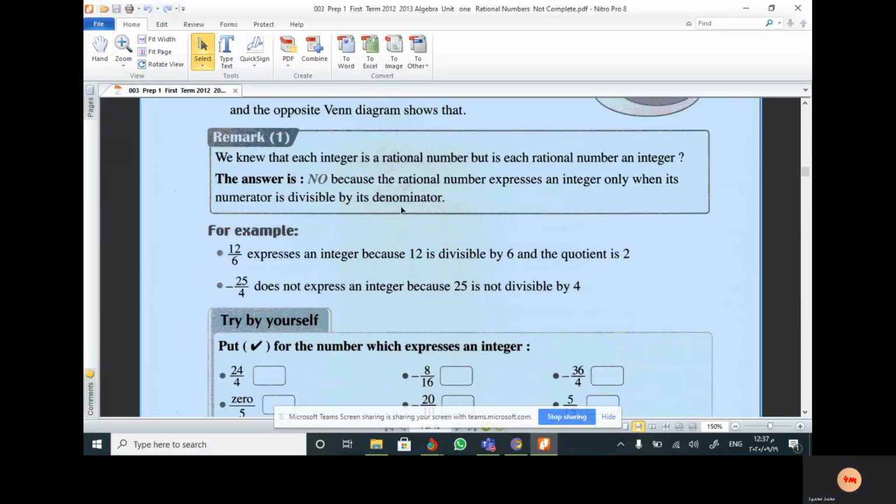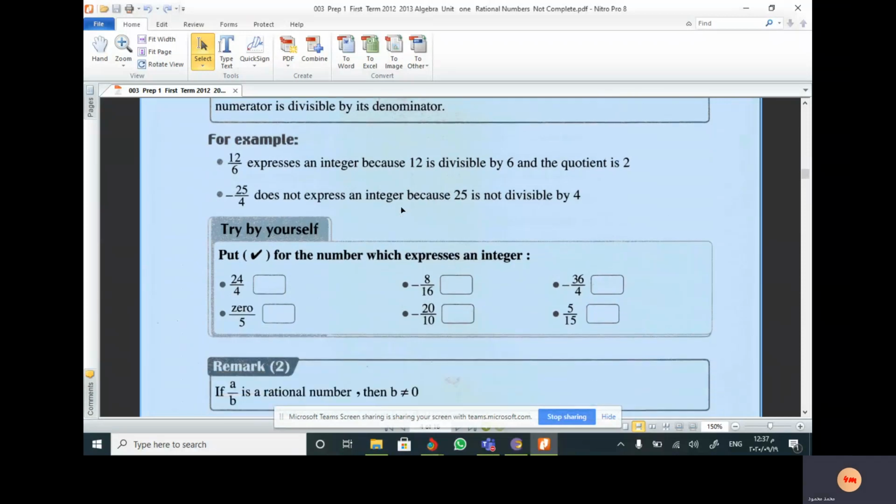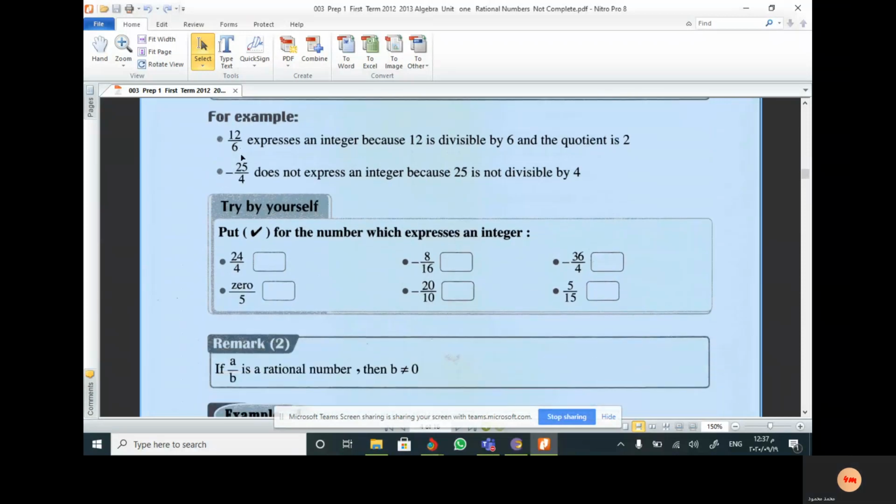For example, 12 over 6 expresses an integer because 12 divided by 6 equal 2. This is a whole number. -25 over 4, it does not express an integer because 25 is not divisible by 4. لا تقبل القسمة على 4.